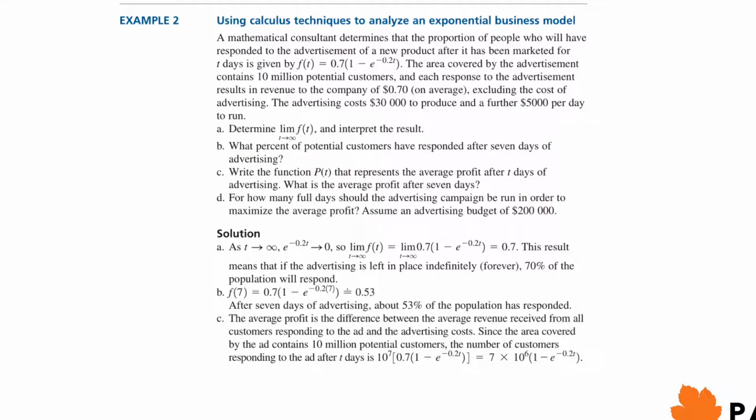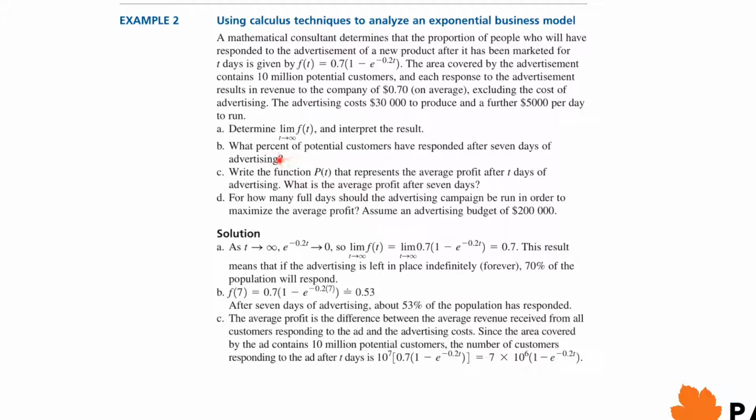A. Determine the limit of f of t as t approaches infinity and interpret the result. We know the limit of e to the power of minus x as x approaches infinity is 0. Therefore, the limit of e to the power of minus 0.2t as t approaches infinity is 0. That means the limit of f of t as t approaches infinity is 0.7. And this means if the advertising is left in place forever, 70% of the population will respond.